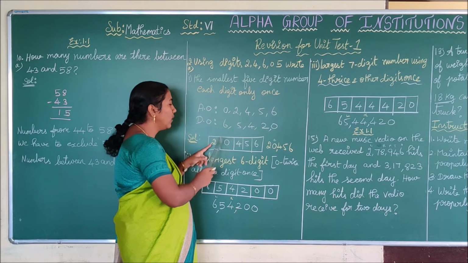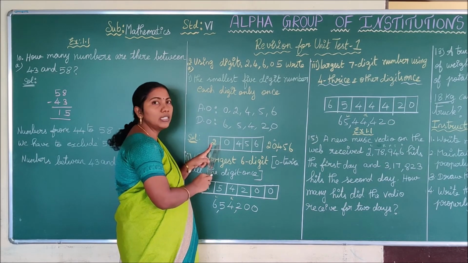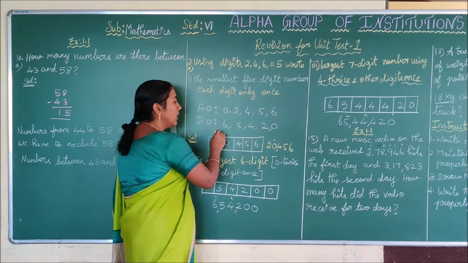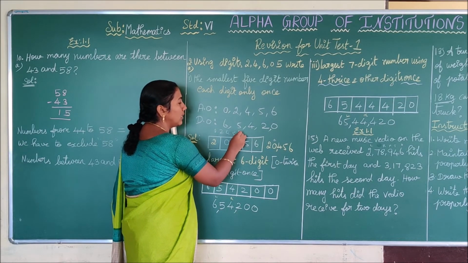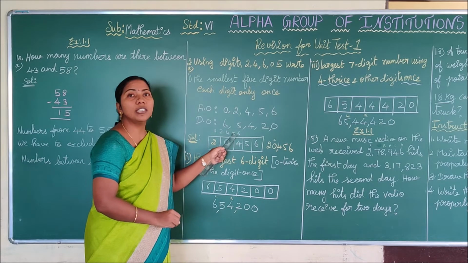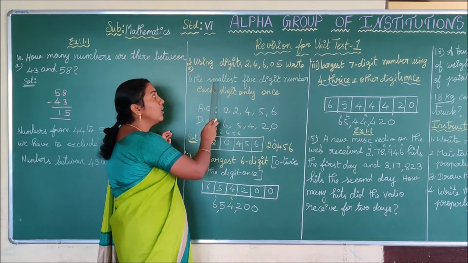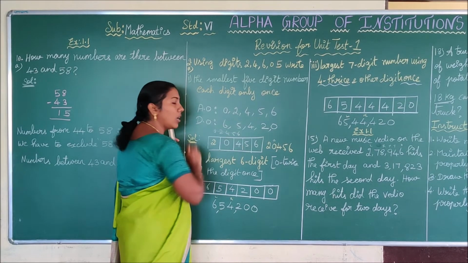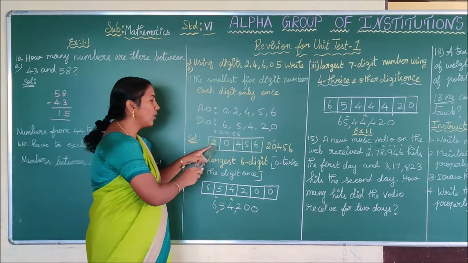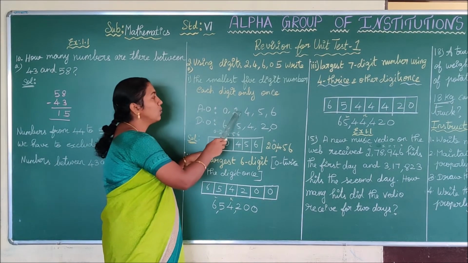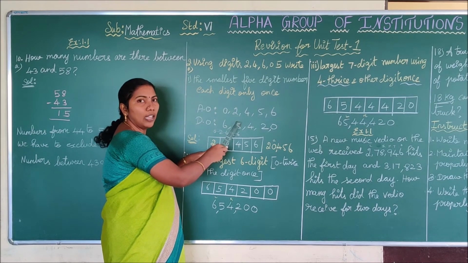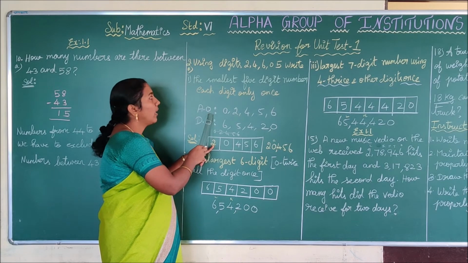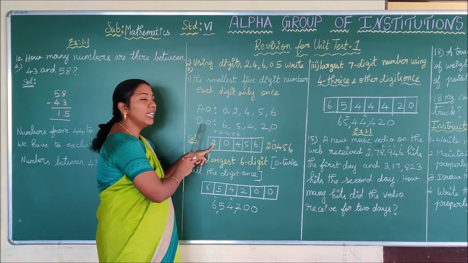Suppose if you write the first digit as 0, then you get 0, 2, 4, 5, 6. It is treated as a 4-digit number only. But they are asking for the smallest 5-digit number. So in order to get the smallest 5-digit number, first you have to write the next smallest number in the ascending order. To write the smallest number, you have to take the ascending order. While writing the largest number, you have to take the descending order.